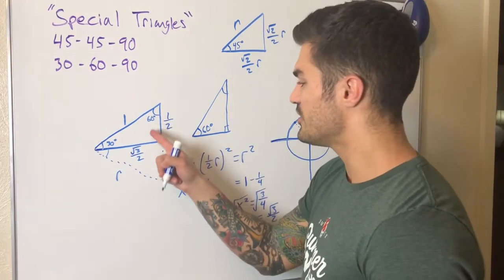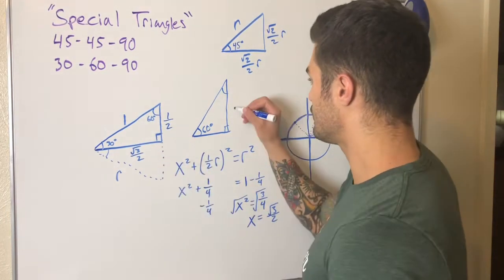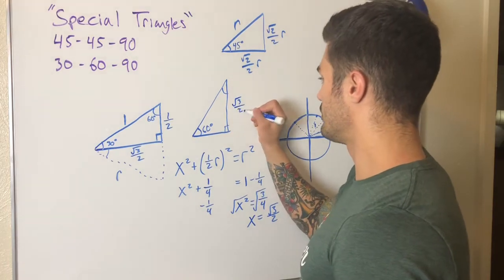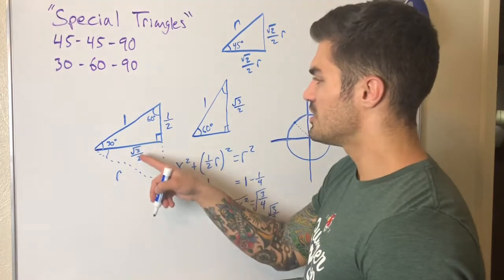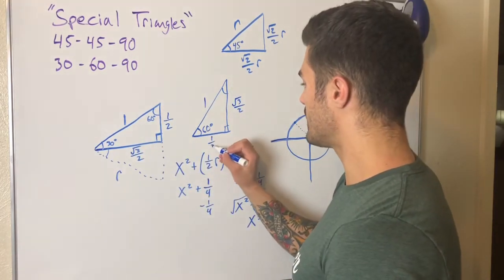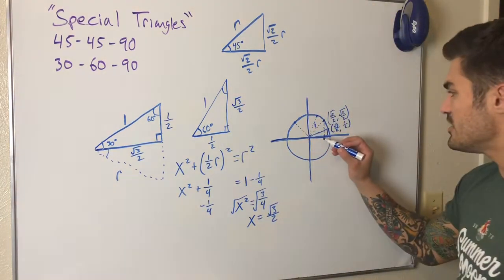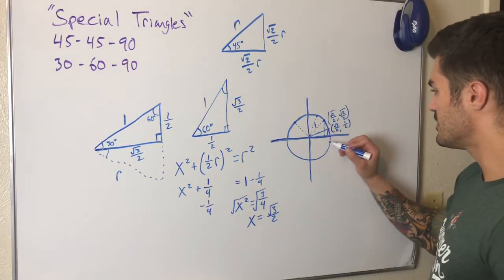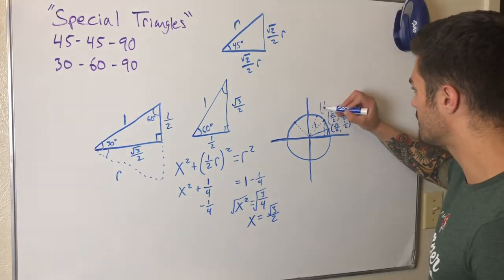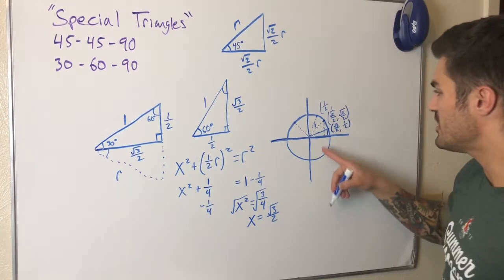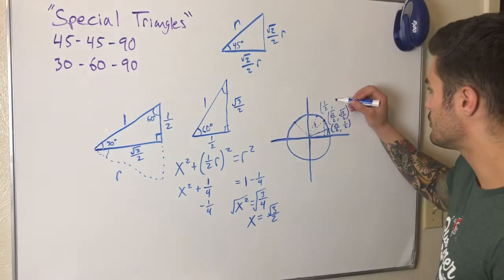What does that mean? Well, the side across from 60 degrees is root 3 over 2. This is still the hypotenuse. So now this base is 1/2, okay? So now if the base is 1/2, that means what? That means my x is 1/2. And that means basically the height is root 3 over 2.